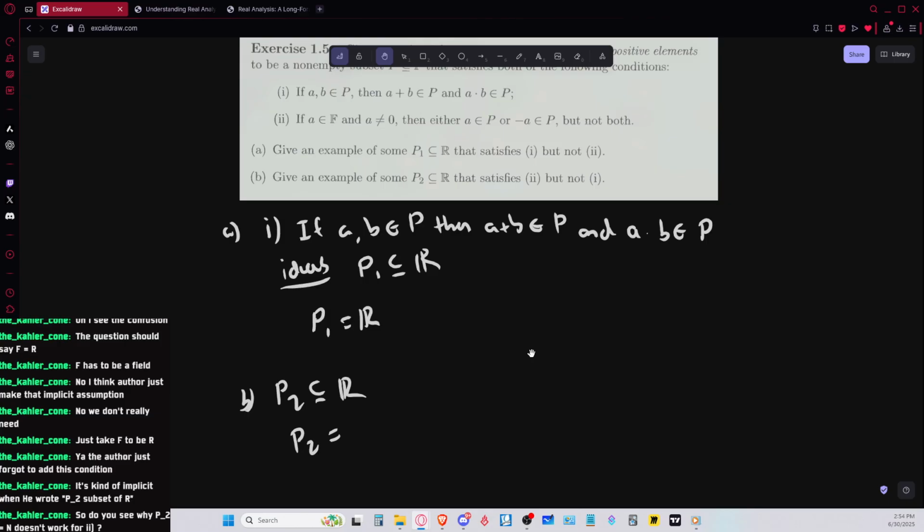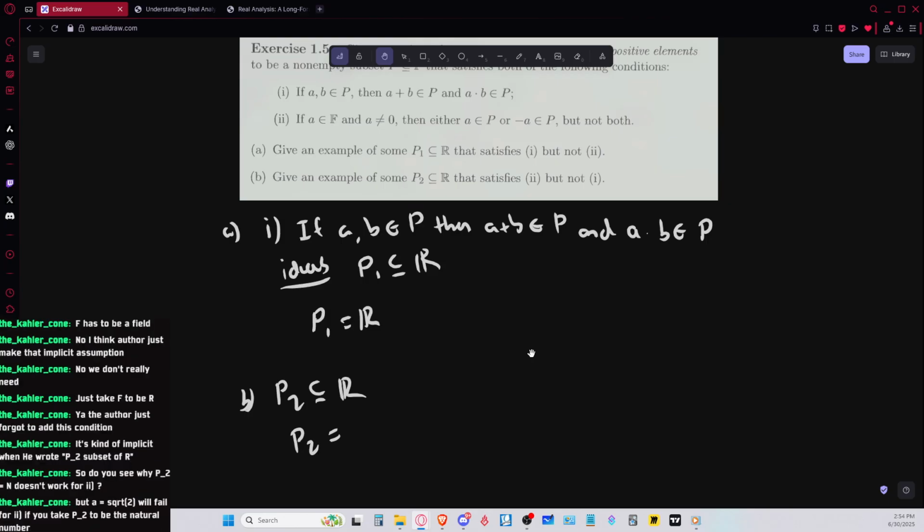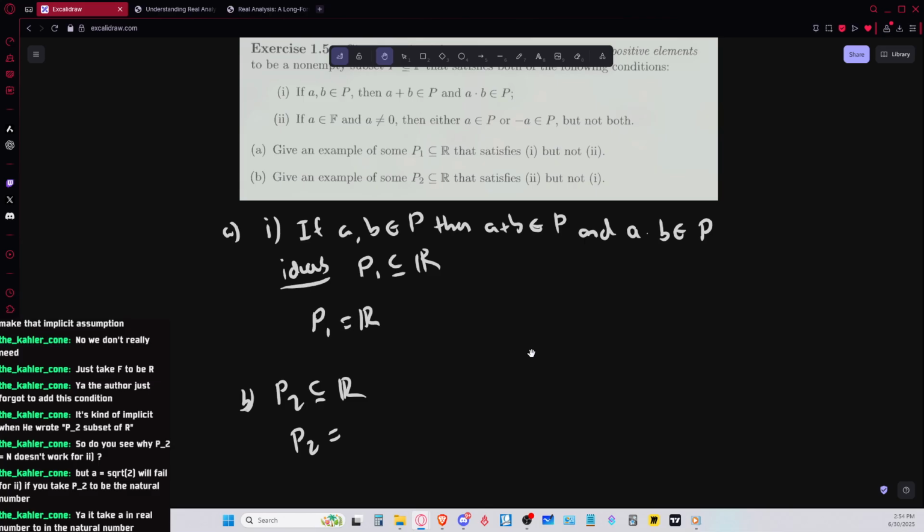Because when I think of it, what I know about the natural numbers is that it doesn't have negative numbers. And what number 2 says is that if A is in F and A is not 0, then either A is in P or negative A is in P, but not both. And when I think of the natural numbers, I just think of positive numbers. But A would equal the square root of 2, so... Okay, so we're treating it as if A is in the real numbers in this case.